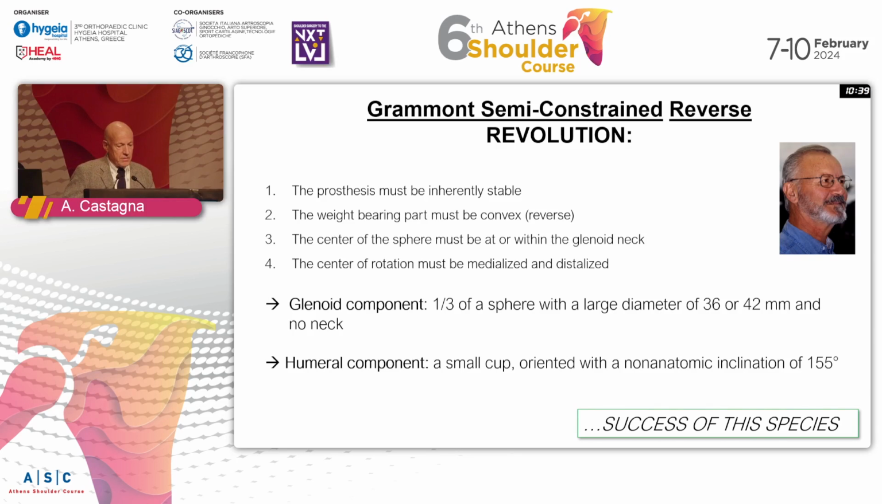The prosthesis should be, in this case, inherently stable. The weight-bearing part must be convex, the reverse. The center of the sphere must be at or within the glenoid neck. The center of rotation must be medialized and distalized, and the glenoid component is one third of a sphere at the beginning, with a large diameter, 36 and 44, and no neck. And the humeral component, like a small cap, oriented with a non-anatomic inclination, 155. This is the classic Grammont design that is born, and it was a success of these pieces.